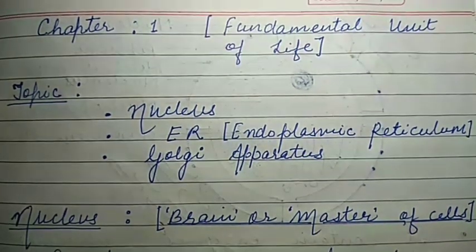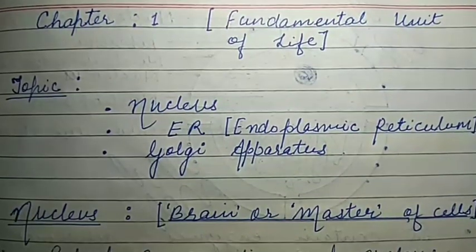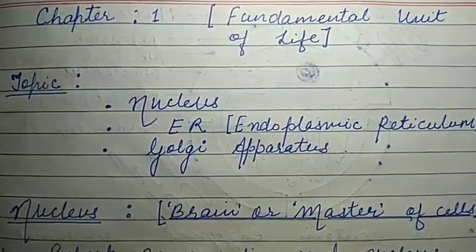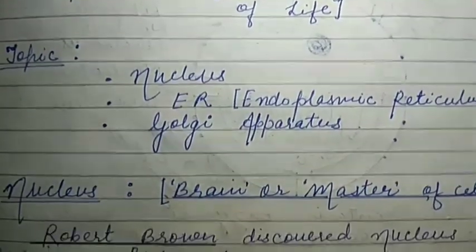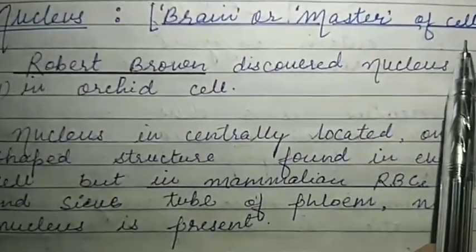Hello everyone. Today we are going to discuss the next topic of the first chapter, and the topics that we will cover today are nucleus, endoplasmic reticulum and Golgi apparatus. The first topic we will start with is the nucleus. This is called the brain or master of the cell.